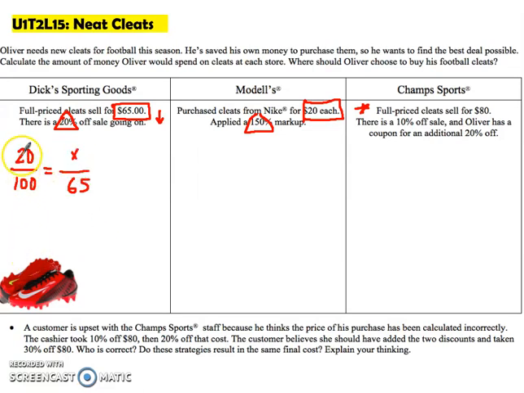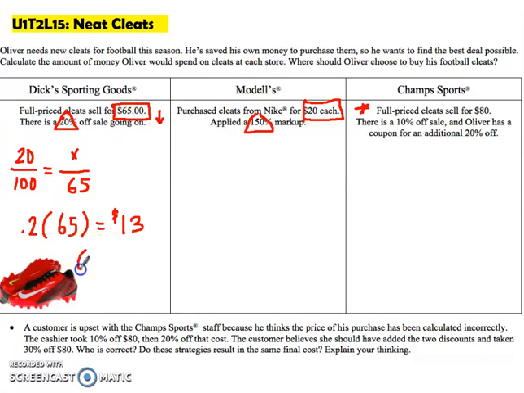And I also said that we can just simply turn this into a decimal, 20 hundredths, which is the same as 2 tenths, and times that by 65. So I'm just simply putting that in my calculator, and I get $13. Now, if I think about this, I know that if I got 20% off of 65, it's not going to equal $13. So this tells me this is how much he saved. He saved $13 from this 65.